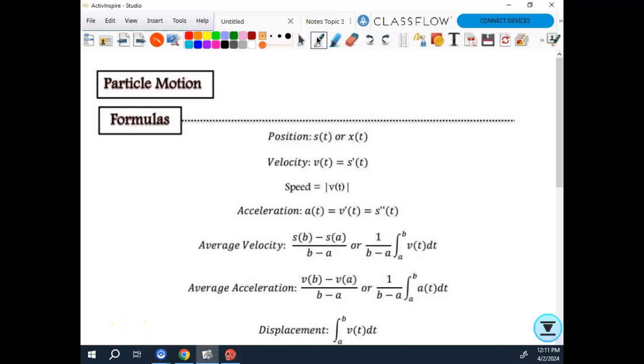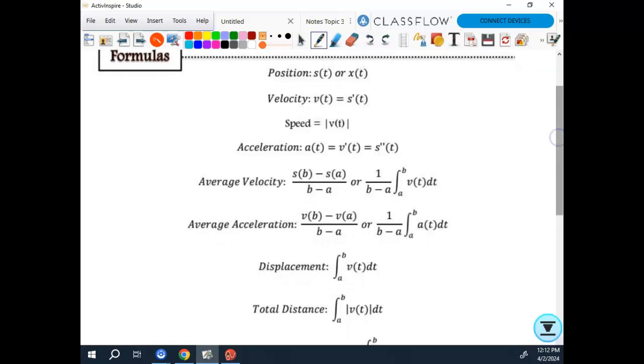Alrighty. This is going on page 72 when we are done. We are revisiting particle motion. We did particle motion last semester with just derivatives. Position, velocity, acceleration, right? Okay.